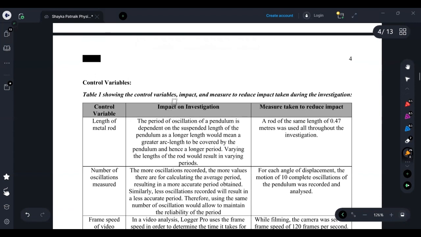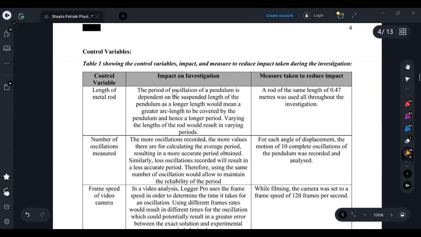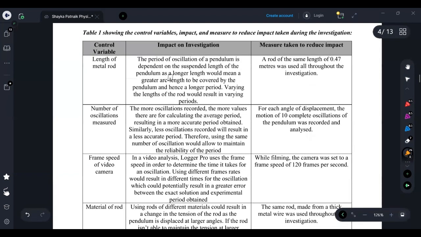The next variable are your controlled variables. So these are the variables or the things you kept the same throughout your experiment. And if you did alter them, it would have had a significant impact on your findings. You could write about this in a paragraph, which is fine. I just did mine in a table as it's more clear and evident to the marker on what my variables were. I don't think it makes a difference as long as you're able to communicate effectively.